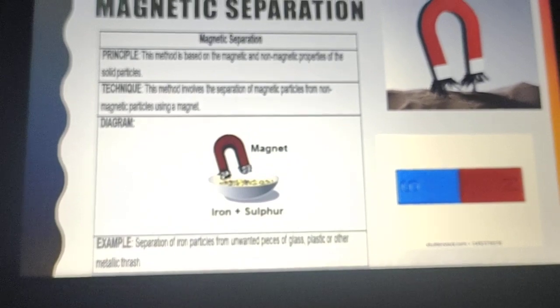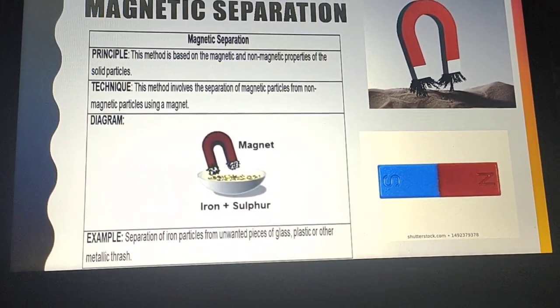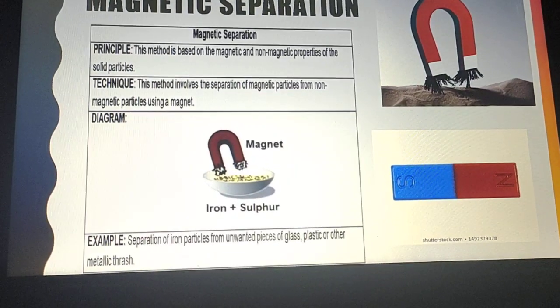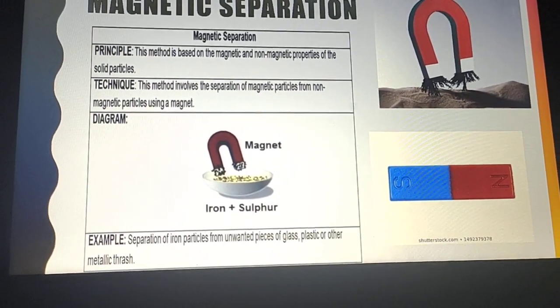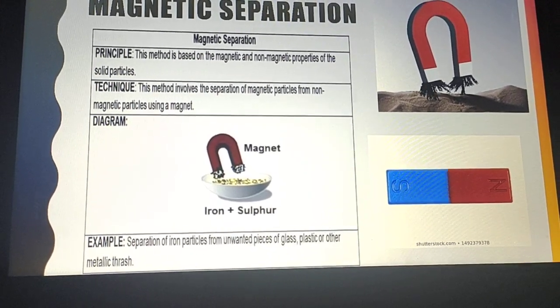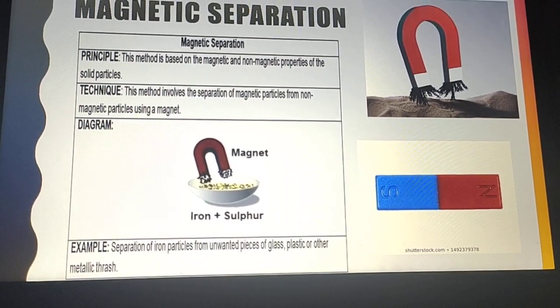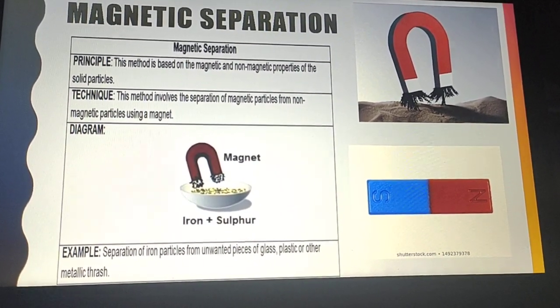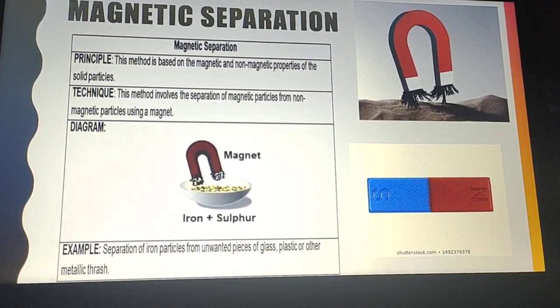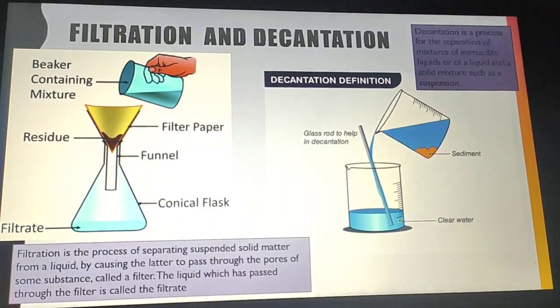So magnetic separation is one of the techniques to separate magnetic and non-magnetic substances. For example, the separation of iron particles from unwanted pieces of glass, plastic or other metallic trash. Here are two types of magnet. There is a bar magnet having a north and south pole, and a horseshoe magnet shown above. So these are the magnetic separation techniques.